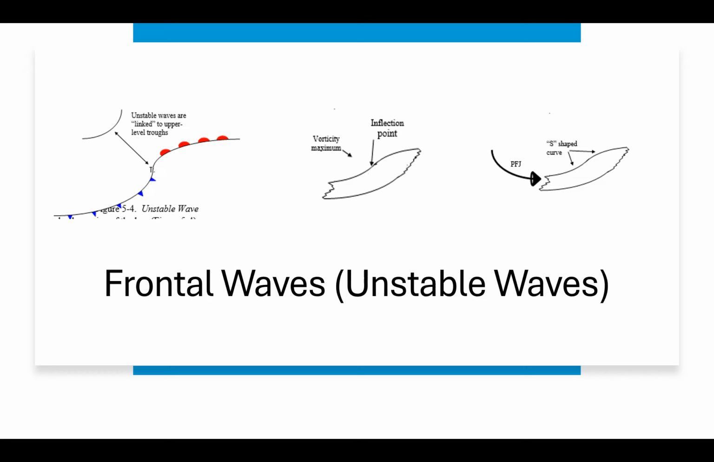Picture on the left, we have our black solid line. This is our trough axis here. We have an unstable wave at the surface. See this black L? See the frontal boundaries here? We have the red semicircles on the same side of the line. That indicates a warm front. I'll put a W there.